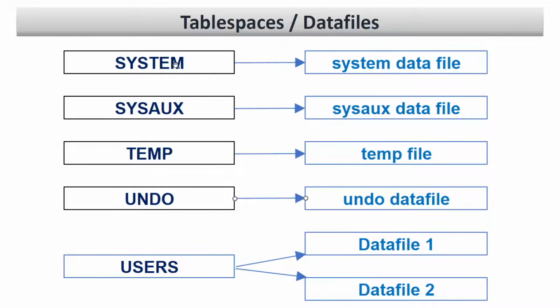So system tablespace will have system data file, sysaux will have sysaux data file, temp will have temp file, undo will have undo data file, and users tablespace, if you have it, can have data file 1, data file 2, data file 3, etc. So you can have more than one data file. Even temp can have more than one temp file, and undo can have more than one. I have not shown it again, but you can have more than one data file. Now, this is logical, this is physical, remember that.